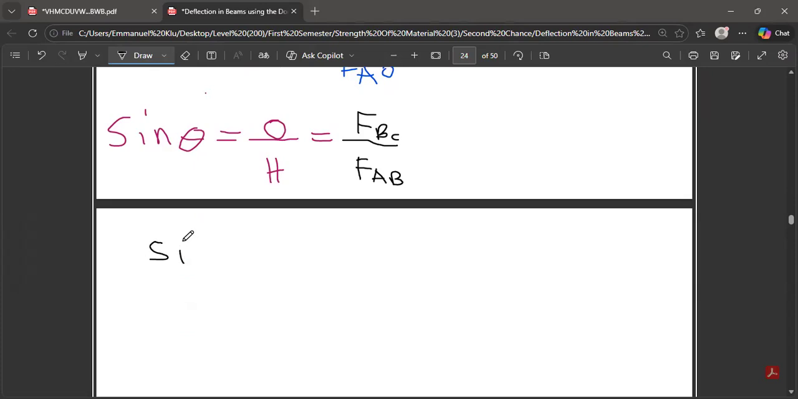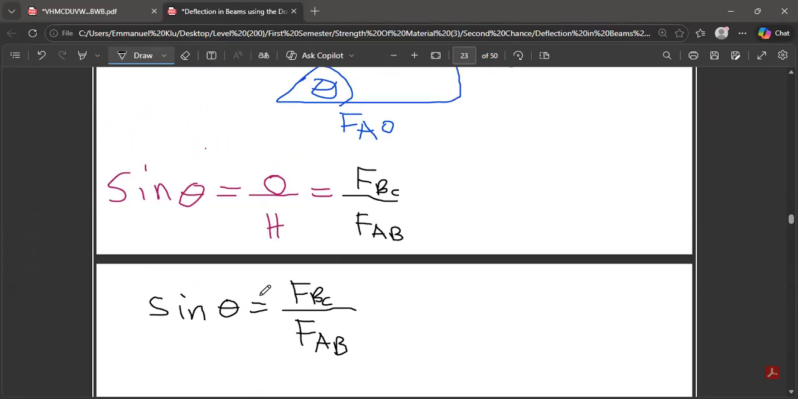Exactly. So I want to quickly rewrite this in a more simple form. Finally we can say that our sine theta is equal to FBC over FAB. You see, our sine theta is now going to become FBC over FAB.